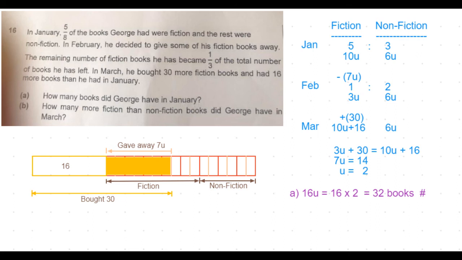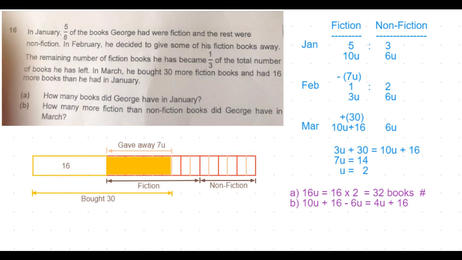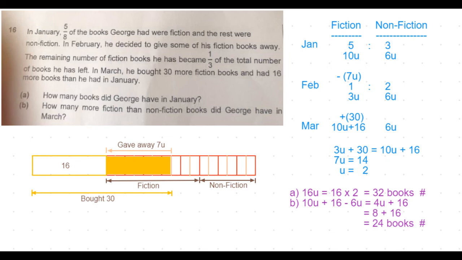The second part of the question is how many more fiction than non-fiction books did George have in March? In March, his fiction books were 10 units plus 16 and non-fiction books are 6 units. When we subtract 10 units plus 16 minus 6 units, it is 4 units plus 16. 4 units is 8, plus 16, which is a total of 24 books. That's the answer for part B of the question.